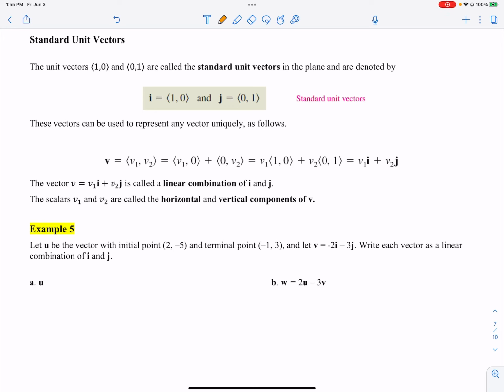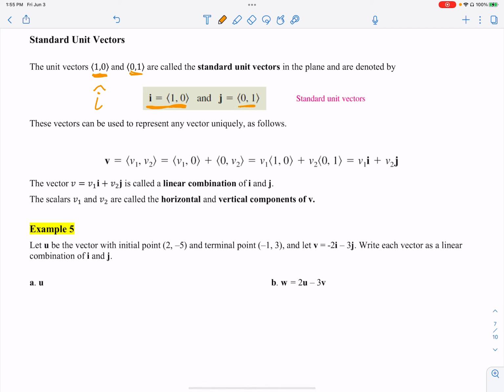In this video, we'll continue our discussion of 11.1. This is standard unit vectors. This is foundational, actually, for the rest of the course when it comes to vectors. The unit vectors <1, 0> and <0, 1> are called standard unit vectors. How we define these is we just call <1, 0> i. And how we write this, because we can't do bold, just do that.